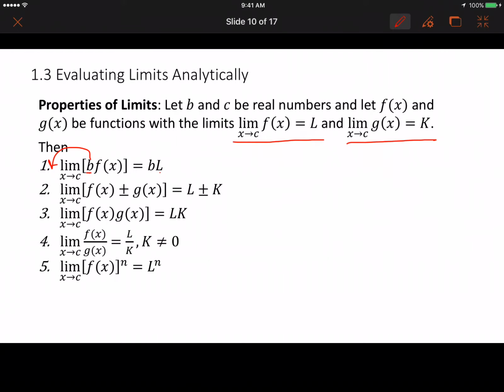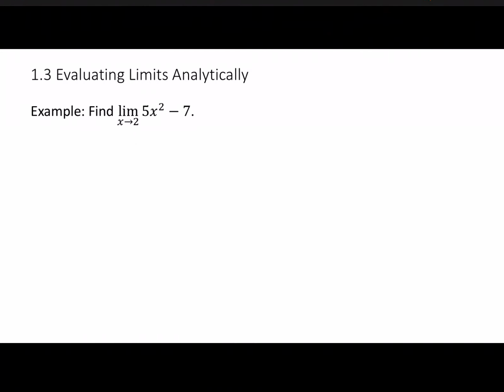If I add or subtract f and g and take the limit, then I just get L plus or minus k. If I multiply f with g and take the limit, then I'll just get L times k. If I take f over g and take the limit as x approaches c, I'll get L over k, provided that k is not 0. And finally, if I raise f to the power n and take the limit, then that's the same as just L to the n. All right, so you want to have these properties handy in front of you as we do some examples.